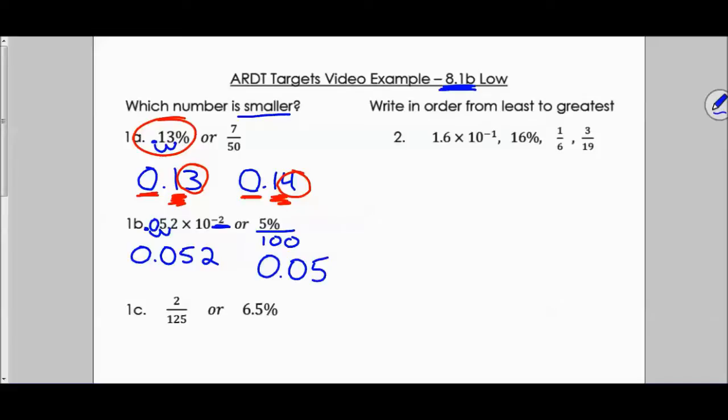This is a little bit tricky because it looks like those might be tied. That's a 0 and then 5. That's a 0 and then 5. We need to know what number happens after that 5. If there is no number there, that's really a 0. So we're comparing that 0 to that 2. We're looking for the smaller number. Since 0 is smaller than 2, 5% is the smaller of those two numbers.